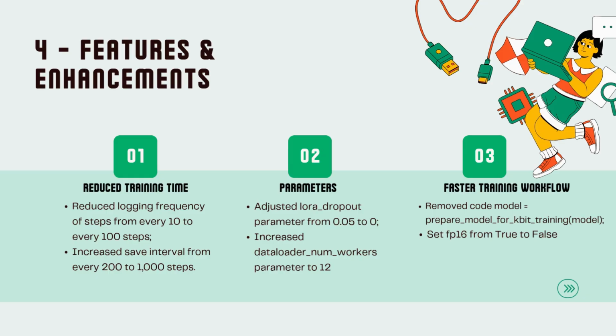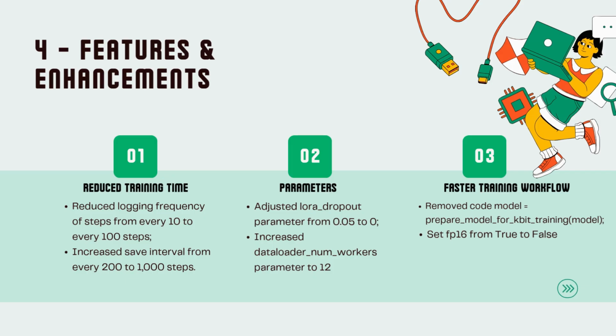For the feature and the enhancements, we first reduced the logging frequency from every 10 steps to every 100 steps, and increased the save interval from every 200 to every 1,000 steps. These changes minimize the interruption caused by the I/O operation. Next, the LoRA dropout parameter was adjusted from 0.05 to 0. This further decreased model runtime.